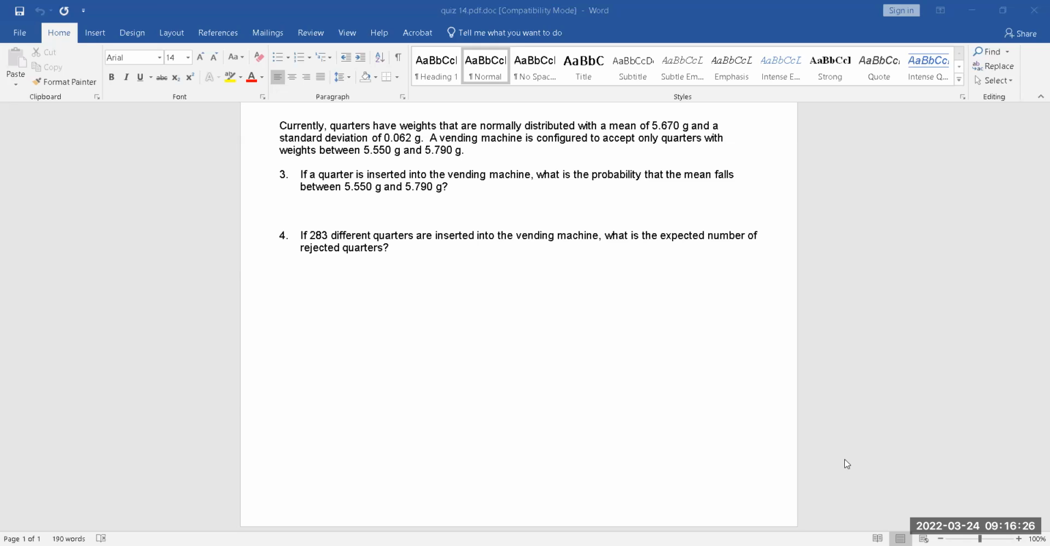Now I'm asking what's the expected number of rejected quarters? Now this is a little bit different. If the probability of rejecting a quarter is, let's throw out a number, 0.1, then I would take that number and multiply it by my 283 quarters, and that would be the expected number of quarters rejected. So whatever your probability of rejecting the quarter is on the last question, multiply that by 283, and that'll tell you how many quarters are rejected. That's the whole NP thing. That's the second part. The first one should be really easy.